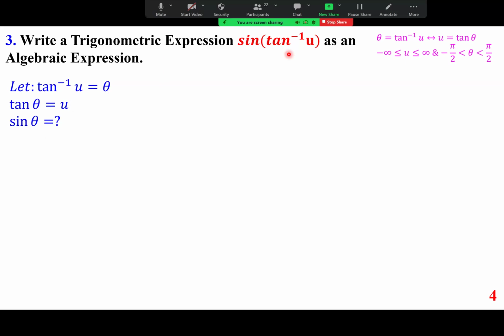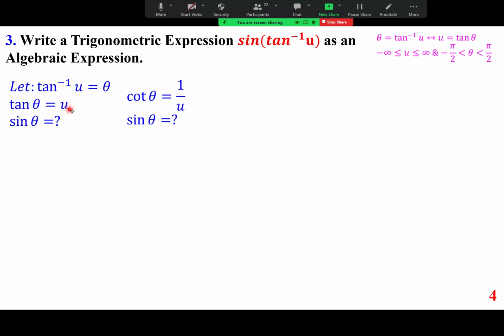So again, one more time. Tan inverse u represents an arc or angle. So tan inverse of u is theta. By definition, tan of theta becomes u. So we want sine of theta. One way to write that: we know cotangent is 1 over tangent. That makes it 1 over u.